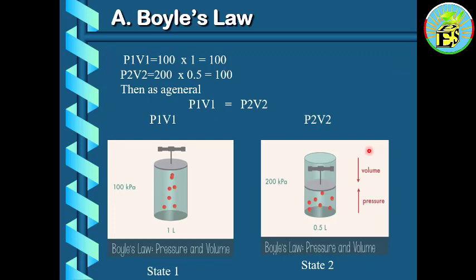Look at state 1 and state 2. In state 1, the pressure was 100 kilopascal and the volume equals 1 liter. If we multiply 100 by 1 it equals 100, and also in state 2, if we multiply 200 kilopascal by 0.5 liter, it will also equal 100. So P1 V1, the first state, equals P2 V2. So 1 and 2 refer to the first state and the second state.